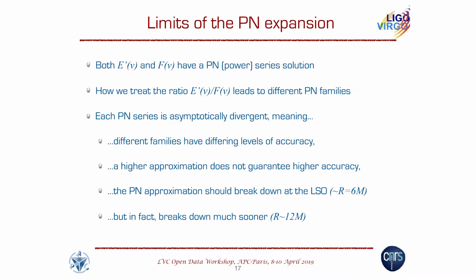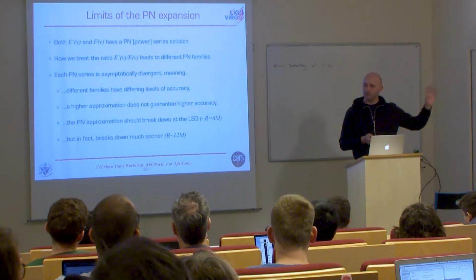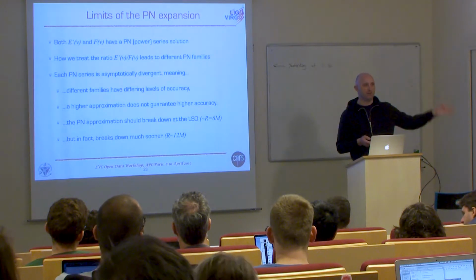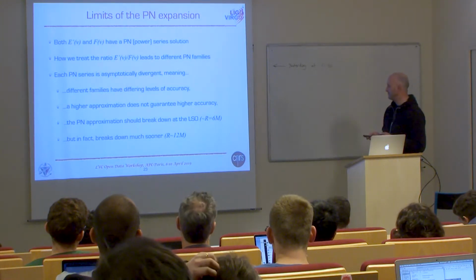family of waveforms. The problem with post-Newtonian theory is that it's asymptotically divergent. This means that going to a higher order of approximation doesn't always guarantee you a better or more accurate solution. So your solution can actually oscillate very, very wildly.